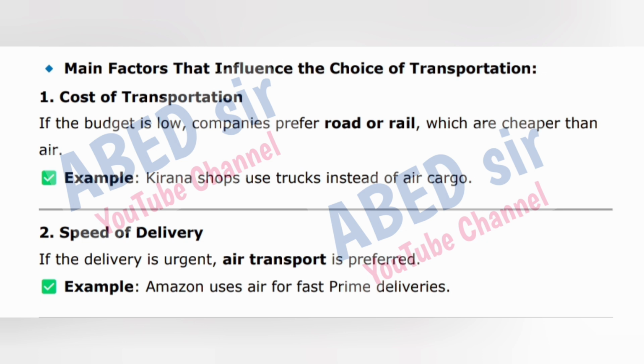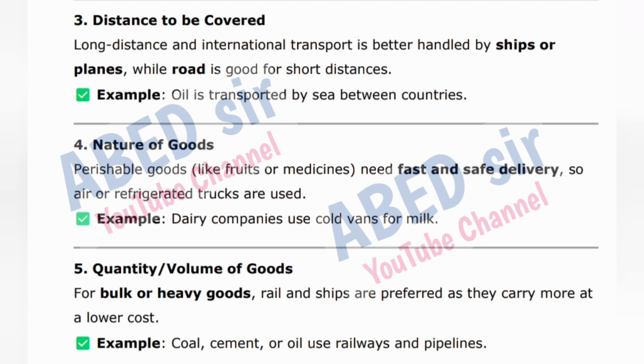1. Cost of transportation. If the budget is low, companies prefer road or rail, which are cheaper than air. Example, Kirana shops use trucks instead of air cargo. 2. Speed of delivery. If the delivery is urgent, air transport is preferred. Example, Amazon uses air for fast prime deliveries. 3. Distance to be covered. Long distance and international transport is better handled by ships or planes, while road is good for short distances. Example, oil is transported by sea between countries.